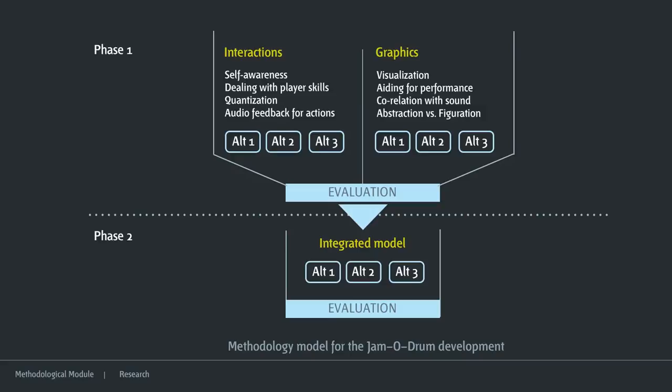They divided it into two phases. In phase one, they have a very clear separation between the interaction aspects and the graphics aspects. So for each one of these two aspects, they created 3 different prototypes, and they tested and evaluated them. For example, the first alternative was good on the interaction side, and on the graphic side, the third alternative was much more successful. So they created an integrated model between these two successful ones.